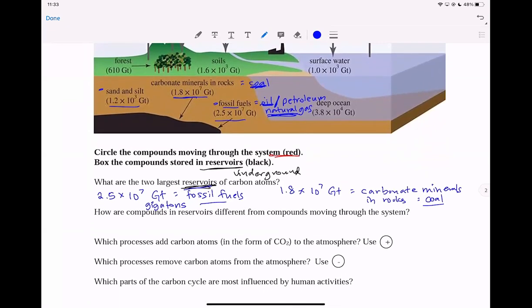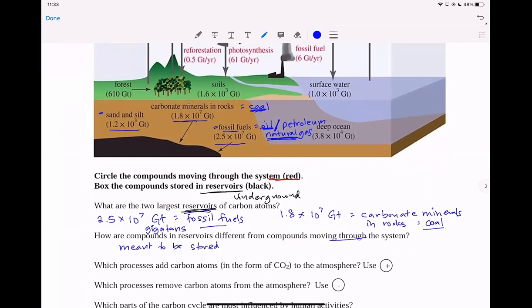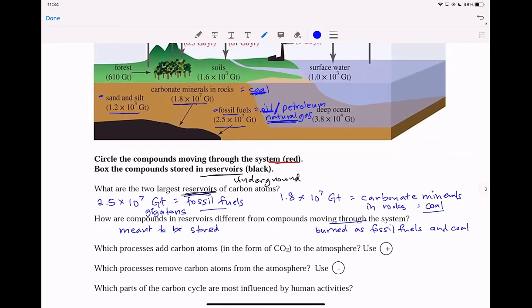And so the compounds in the reservoirs, they are meant to be stored. There's a lot of it, right? But we are actually moving it through the system. So they're unnaturally being moved through the system by being burned as fossil fuels and coal. And we'll see that this is burning mostly to generate electricity, but also transportation.